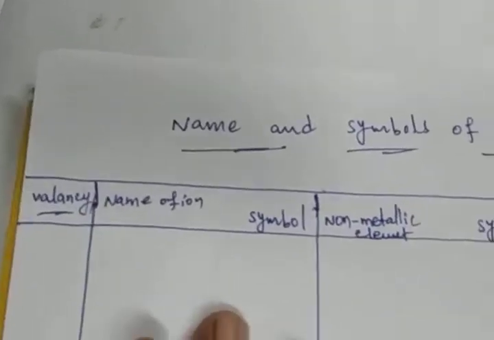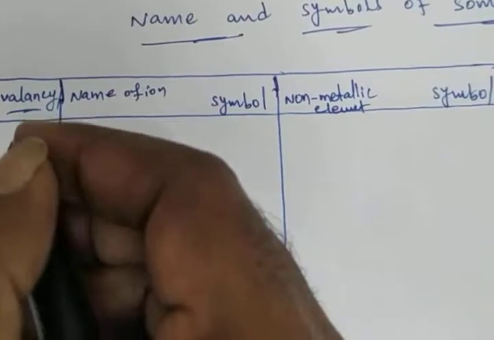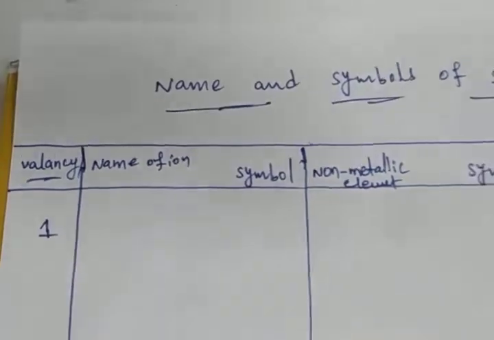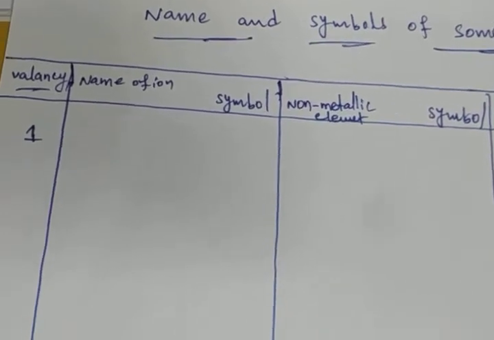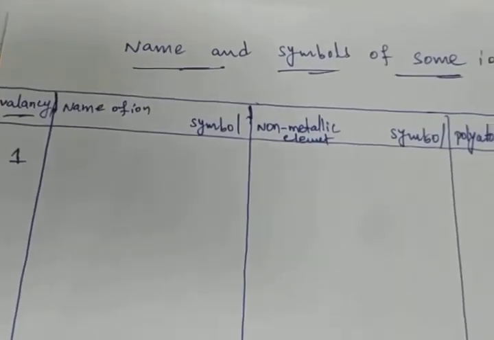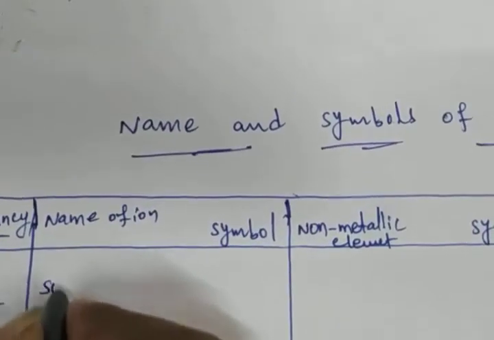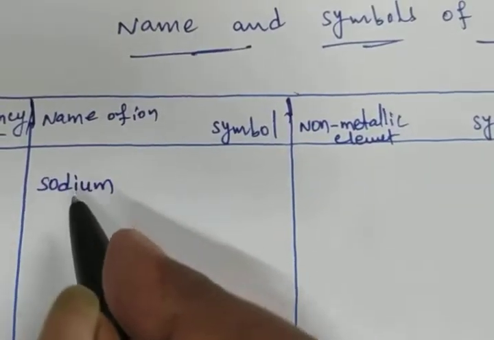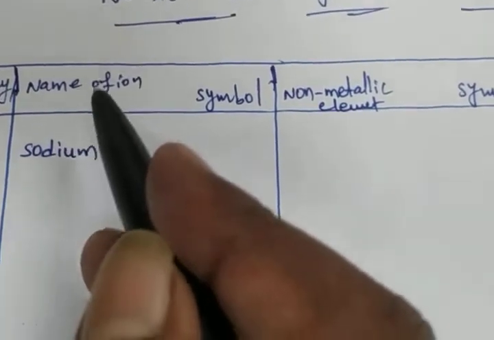First, valency. How can we define valency? The combining capacity of an atom, or the combining power of an atom, is called valency. Valency 1 means that the atom or ion combines with only one other atom of an element. Suppose valency 1 is a sodium ion. What is the symbol of sodium ion? Sodium is an atom. Atom is different and ion is different.